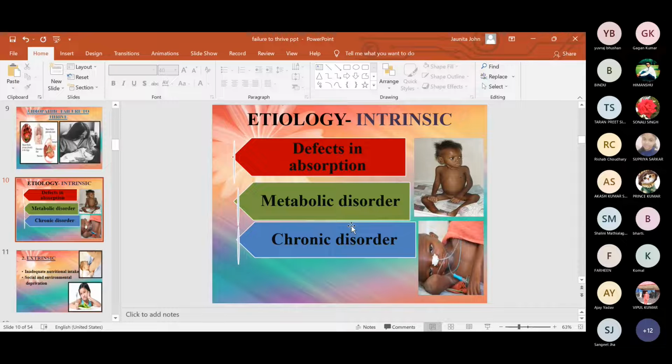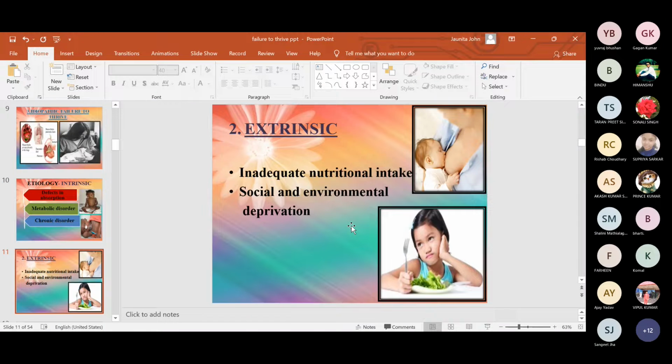Yes ma'am. Yes, next is chronic disorders. Chronic means what? Ma'am, for a long time. Yes, very good. So those disorders will include what all? Any disorder related to heart diseases, cardiovascular diseases as you say, then diabetes or cancer. These all will be intrinsic factors, which are coming from inside.